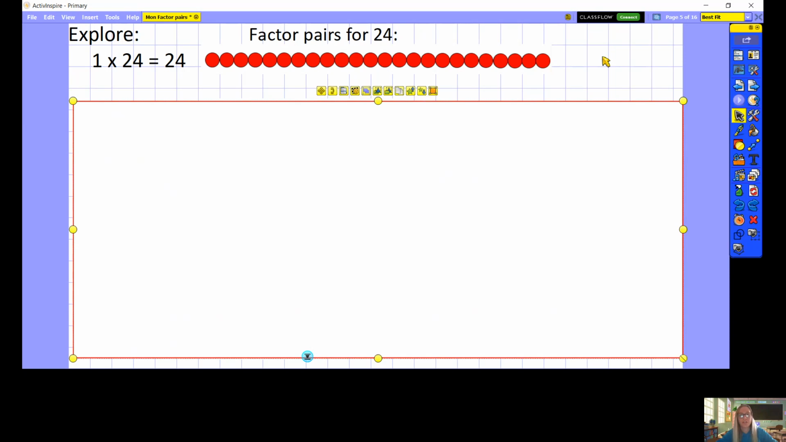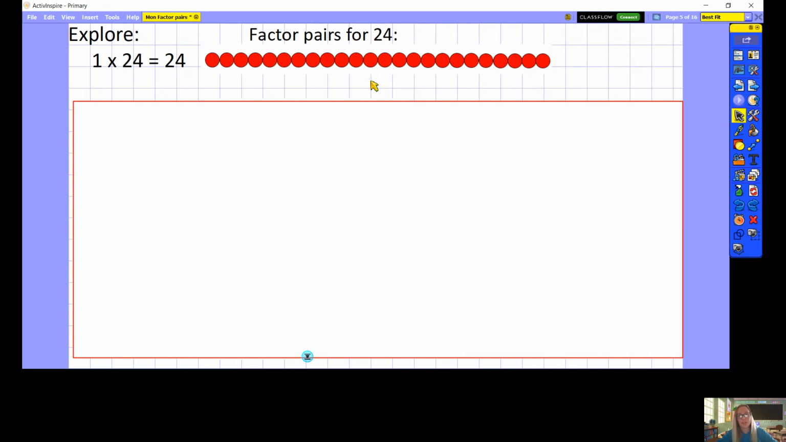Okay, so the first factor pair for 24 that you may have drawn is 1 times 24. It's always easiest to start with, if you're looking for a factor pair for 24, start with that number 24 and 1. So 1 and the number, the product, is always a factor. So 1 times 24 equals 24.